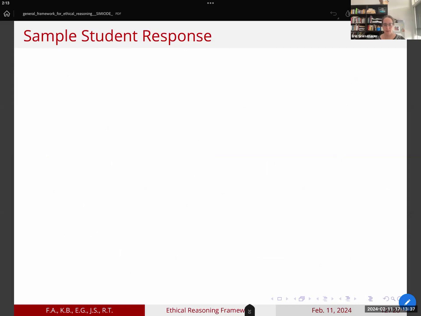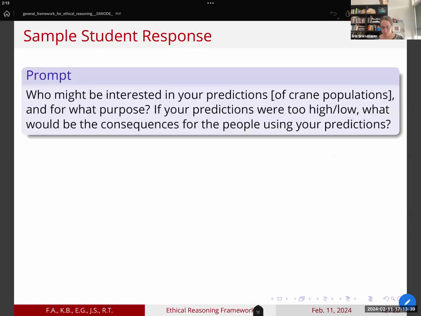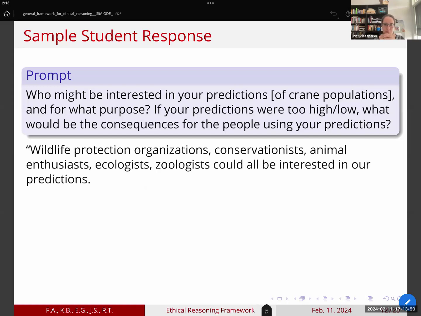So here's an example of a real student's response to this question. The question: who might be interested in the predictions of crane populations and why? And what would be the consequences if the predictions were too high or too low? One student said, wildlife protection organizations, conservationists, animal enthusiasts, and so on, people who care about animals could be interested in these predictions.